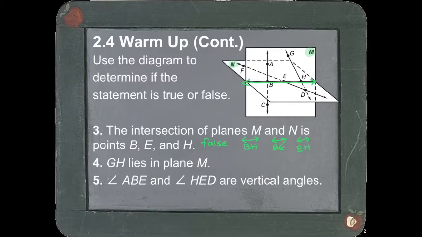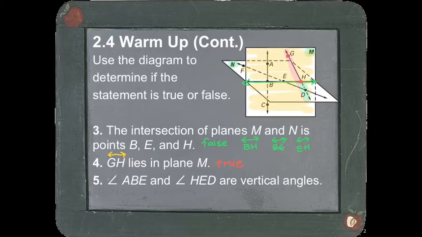Number 4 says GH, and this should be line GH, lies in plane M. So plane M is my vertical plane, and GH is this line here. Why these are dashed under here, that means that it's underneath that horizontal plane. But you can clearly say that both G and H are on plane M, and because both of those points lie on the line, then the line that they are on also lies in that plane. So this is true.